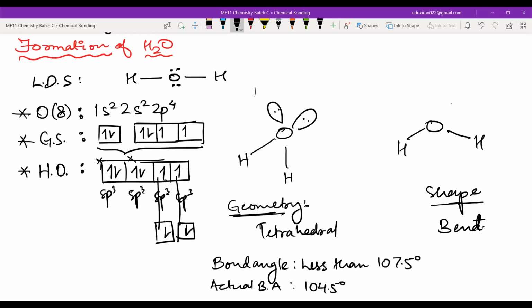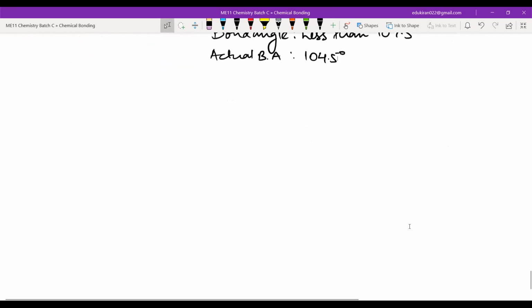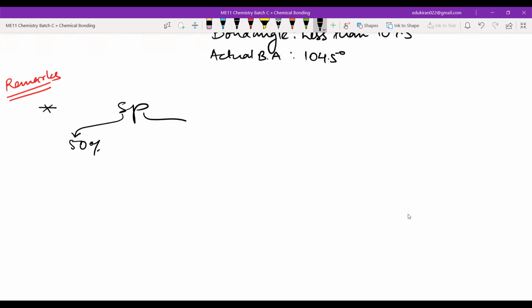Now we will write a few remarks regarding sp, sp2, and sp3. Regarding first of all sp. The sp hybrid orbital is made by an s orbital and a p orbital. That means we can say there is 50% s here and 50% p here.